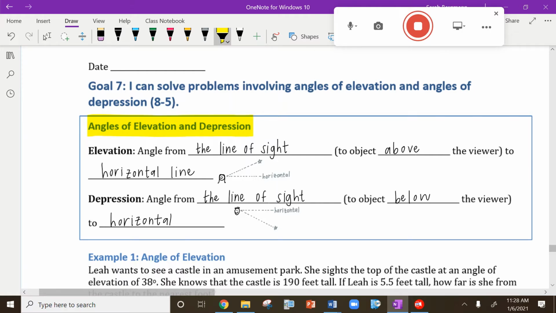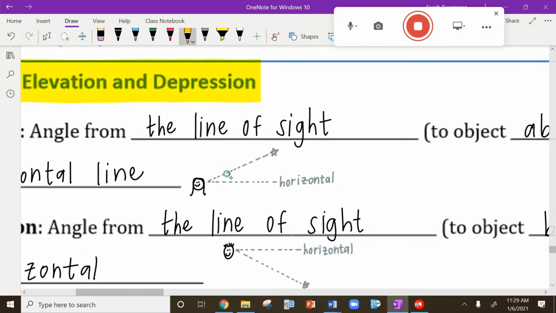So, angle of elevation is the angle from the line of sight to an object above the viewer to the horizontal line. So, for example, if you have someone standing here looking at this object above the person, the angle of elevation is this angle created between the horizontal and their line of sight when they're looking up.